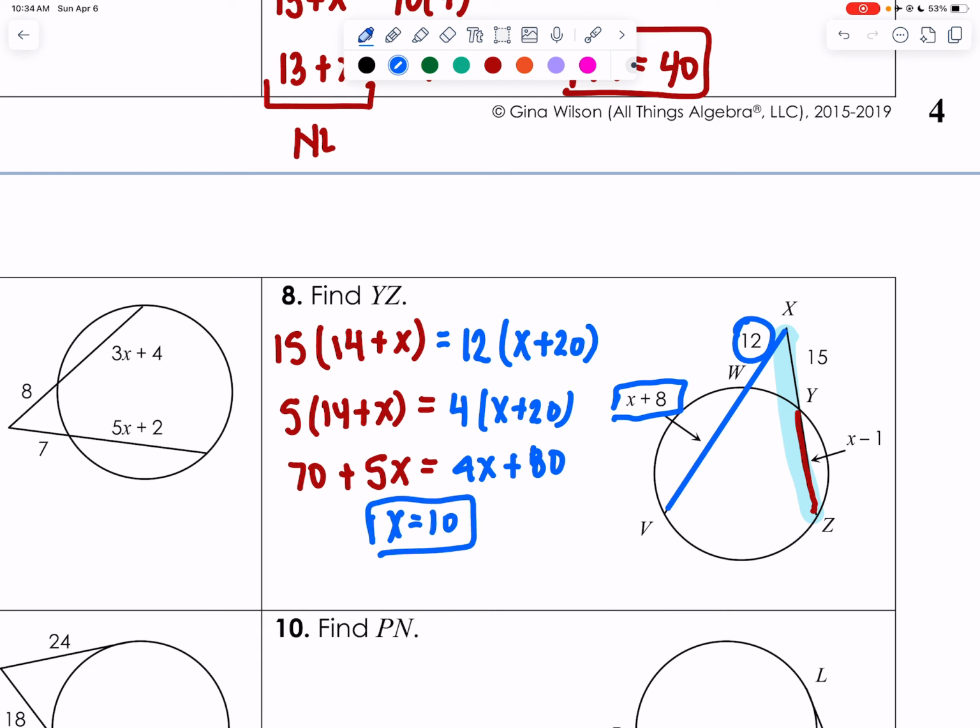Now, obviously, we are not trying to find out x. We're trying to find out what YZ is. So YZ, just plug in 10. 10 minus 1 is 9.